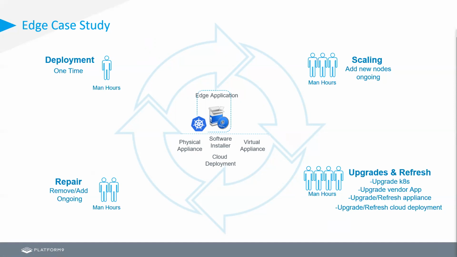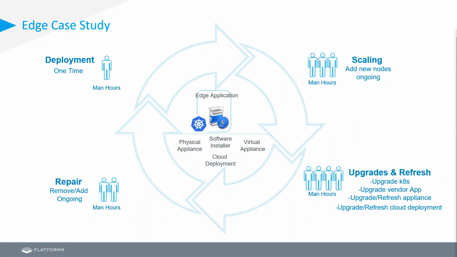Number 2, if it warrants and you need more capacity, and maybe you want to keep a couple of extra servers in the rack in the store, you want to be able to scale them. And you want to be able to do that not using man hours, but just using automation. Number 3, upgrades. Every time you upgrade Kubernetes or your app or your appliance, you want to be able to do that in an automated, remote fashion.